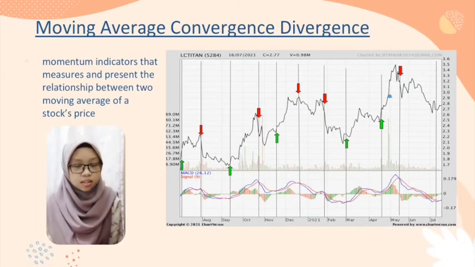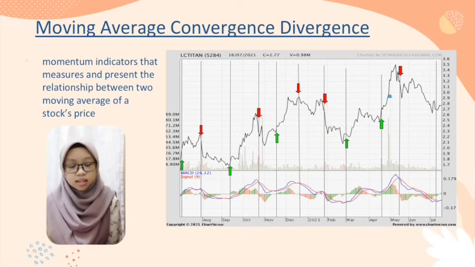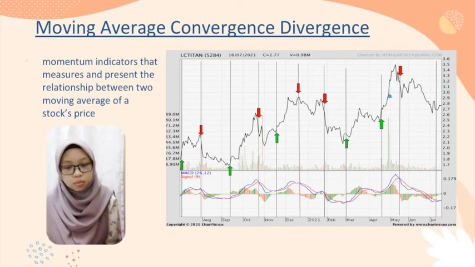The first indicator is moving average convergence divergence, or MACD. It presents the relationship between two moving averages of a stock price. Here we can see the line chart for LCTITAN and MACD below it. There is a signal line, MACD line, and histogram. The buy signal is when the MACD line crosses and moves above the signal line and the histogram moves up from 0. The green arrow shows the date of the buy signal using MACD. On the other hand, the red arrow shows the sell signal when the MACD line crosses and moves below the signal line. On 9 July, it is advisable to hold to buy.